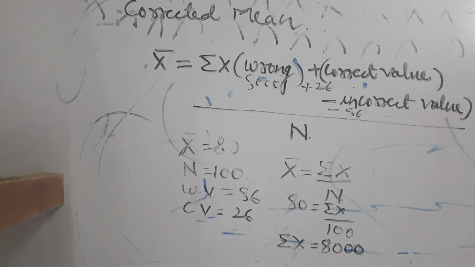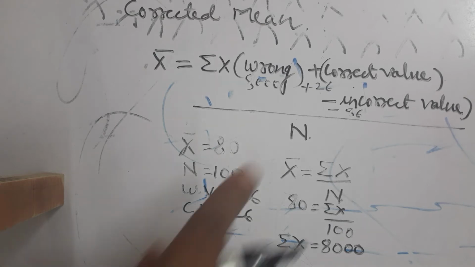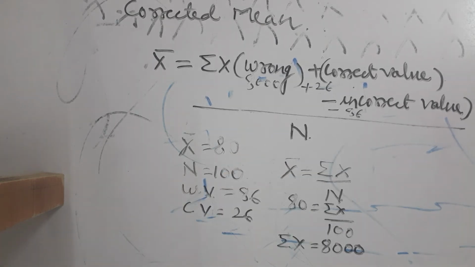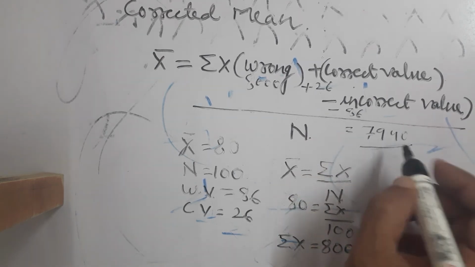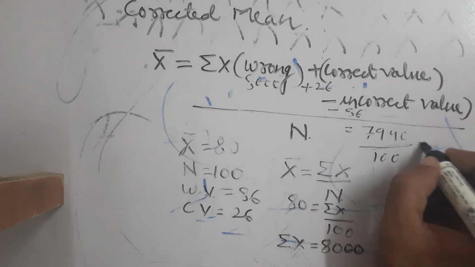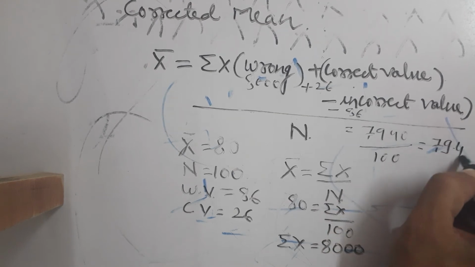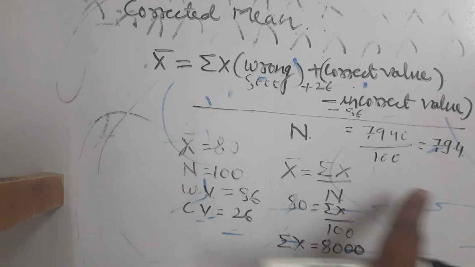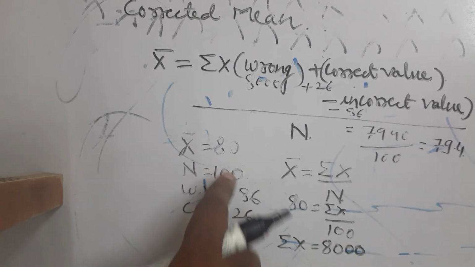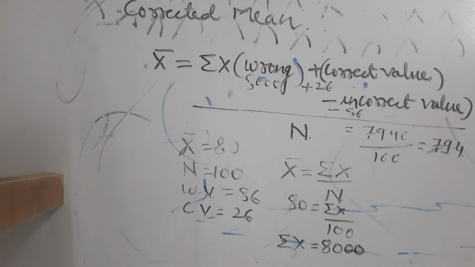It will become how much? 7914. To 7914 what will we add? 26. So the value will become 7940, divided by 100 students. So the corrected mean is 79.4 instead of 80. Our corrected mean is 79.4 instead of 80. Understood? That is how corrected mean is calculated.